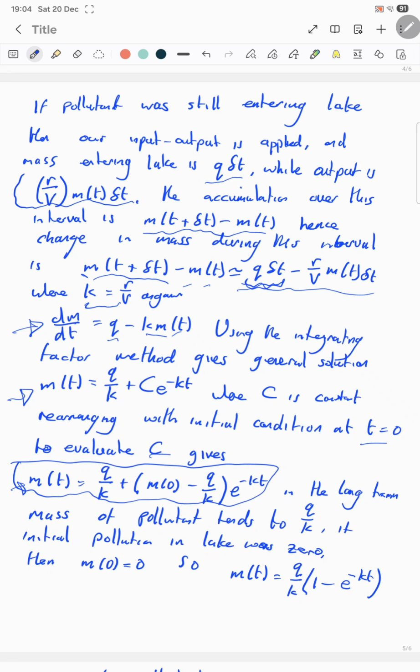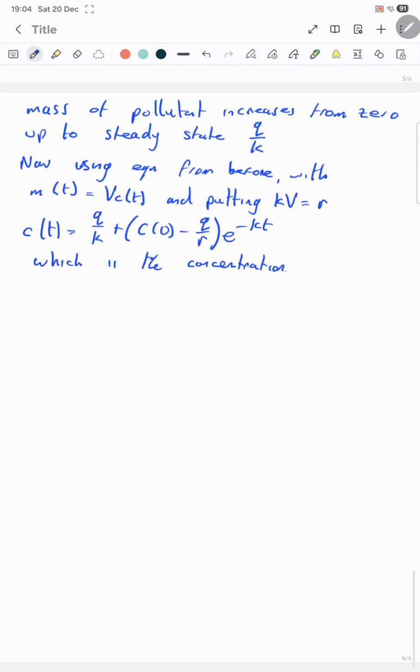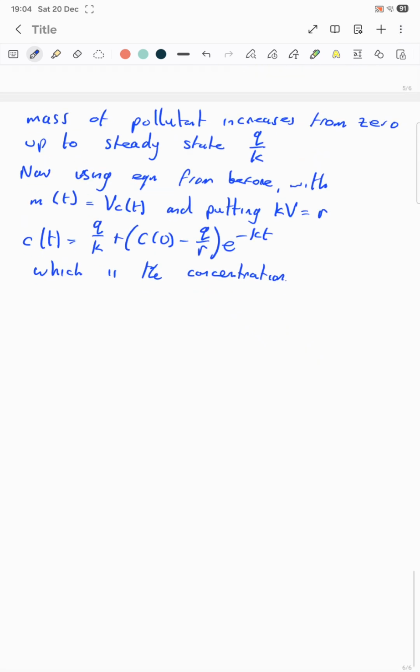Now in the long term, the mass of the pollutant tends to Q over K. If the initial pollution in the lake was 0, then M of 0 equals 0, so we would get this as our equation here. Now the mass of the pollutant increases from 0 up to the steady state, which is Q over K. Now using the equation from before, with M of T equals V C of T and putting K V equals R, we get this equation here, which is the concentration.